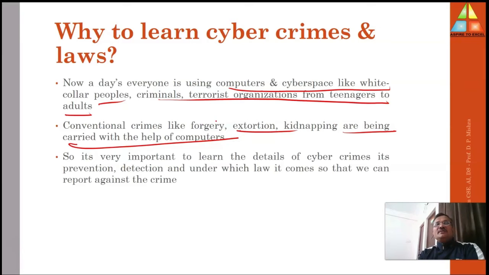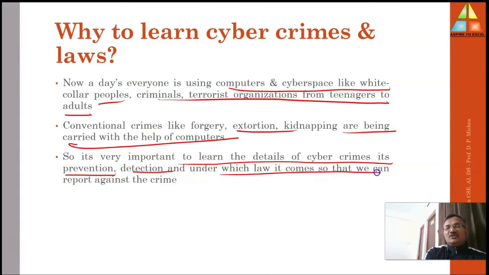People are getting themselves connected with cyberspace by using devices like cell phones and laptops, and as per the need or requirement, they carry out activities. It might be possible they are using cyberspace for ethical activities or unethical activities. So most of the conventional crimes like forgery, extortion, kidnapping are being carried out with the help of computing systems. So it's very important for our part to learn the details of cybercrime, its prevention, its detection, and under which law it comes, so that we may report against the crime.